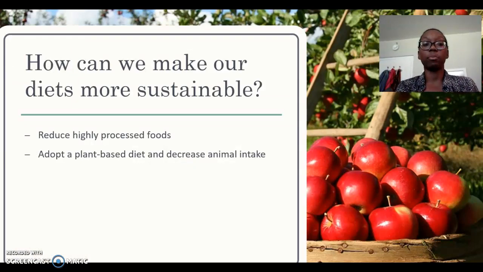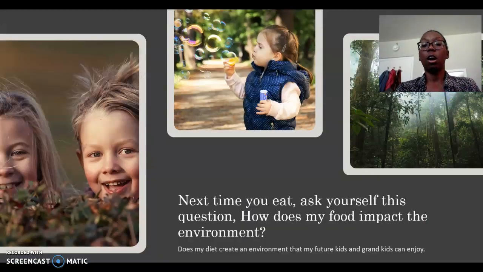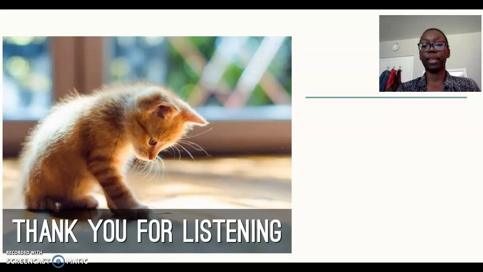So how can we make our diets more sustainable? By reducing highly processed foods, thus reducing our carbon footprint, adopting plant-based diets, and decreasing animal intake. The takeaway is, next time you eat, ask yourself: how does my food impact the environment? Is my diet destroying the environment? Am I contributing to the landfills? Am I contributing to the carbon emissions? Or does my diet create an environment that my future kids and grandkids can enjoy? Thank you for listening.